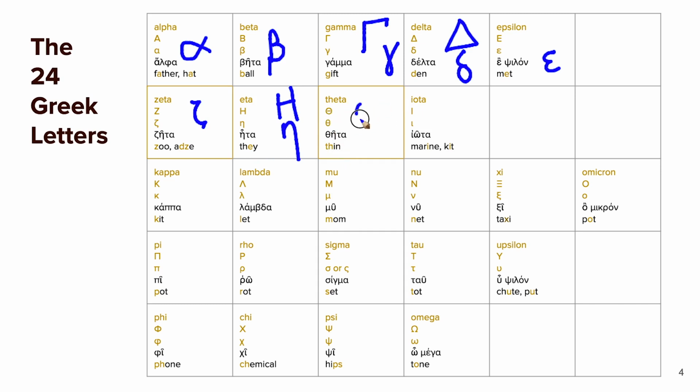Theta sounds like TH in thin. The capital letter looks just like a big capital O with a line through it. And the lowercase is usually drawn like that.